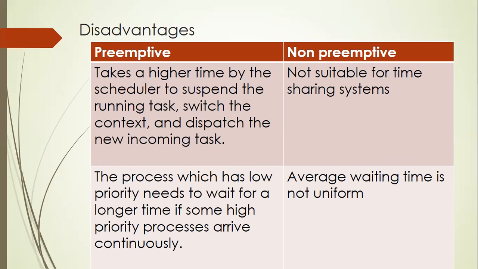Just for getting the CPU for 5 milliseconds, it has to wait for 110 milliseconds. For one process, no waiting time. For another process, the waiting time is too much. Hence, the average waiting time is not uniform in case of non-preemptive policies.